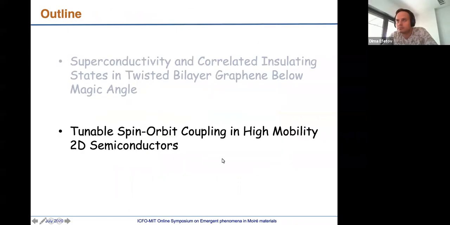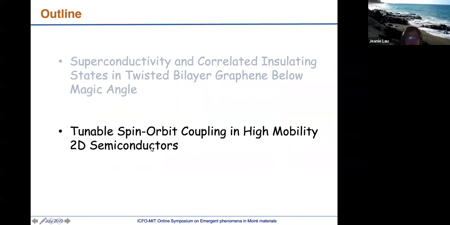All right, so let me move on to the second part of my talk, which is tunable spin-orbit coupling in high mobility 2D semiconductors. This work is unpublished, so most of this will be just telling you a recent experimental result in this device. Towards the end, I'll tell you why we think it might be interesting for Majorana phenomena.